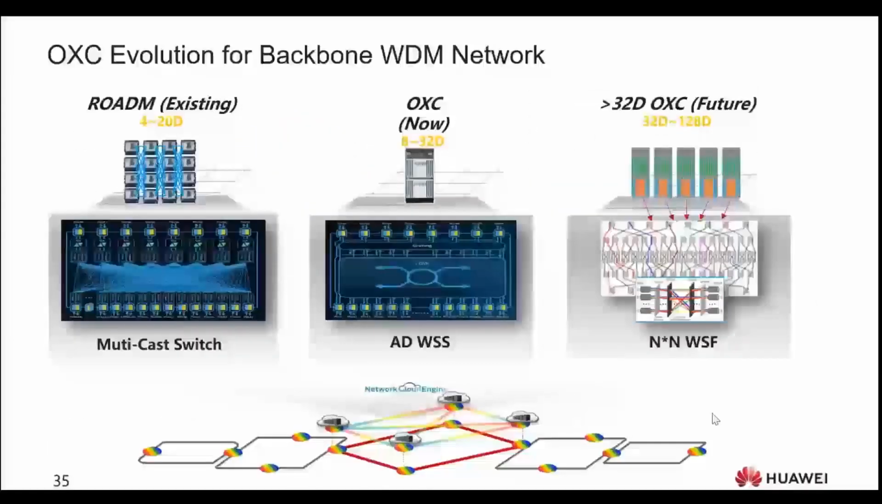And for the high-degree sites, we will introduce technologies with more than 32 degrees. In architecture, we can introduce some kind of scale-out architecture that can provide up to 100-degree OXC for the future high-capacity optical network.